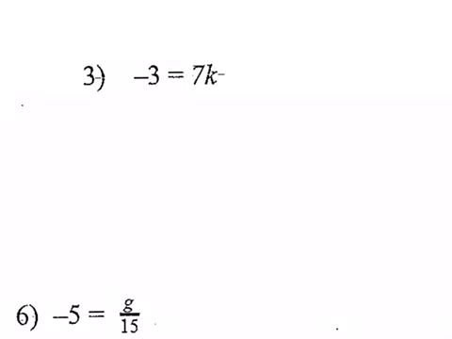Number 3 is a little weird. I'm going to rewrite it though, so my variable's on the left side. That'll help us out. So 7k, or 7 times k, equals negative 3. Okay? So 7 times something is going to equal negative 3. How do I get rid of that 7? I want k by itself.